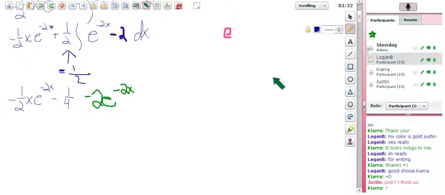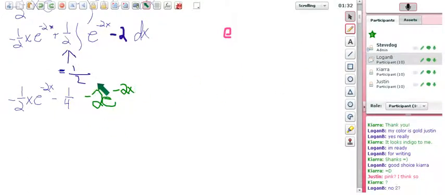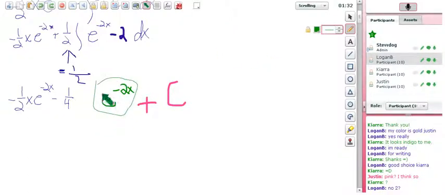Almost, except we don't need this negative 2. If you look at rule number 6 on page 520, the integral of e to the u du is e to the u, plus c.